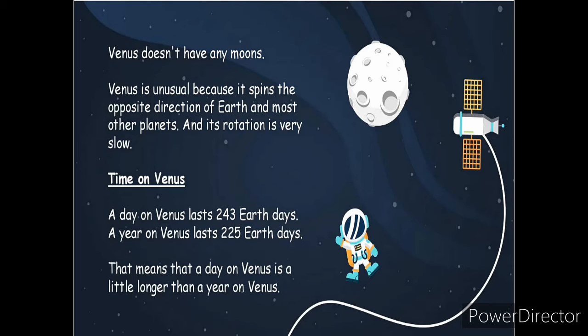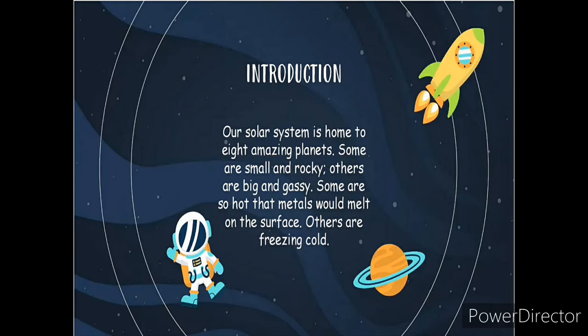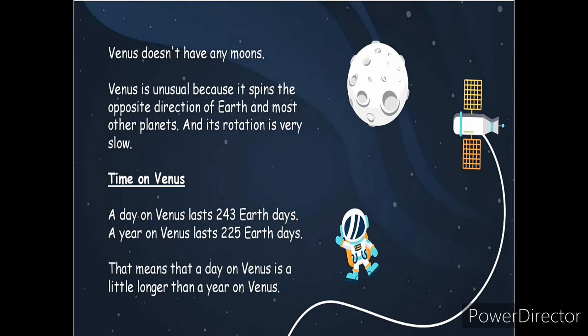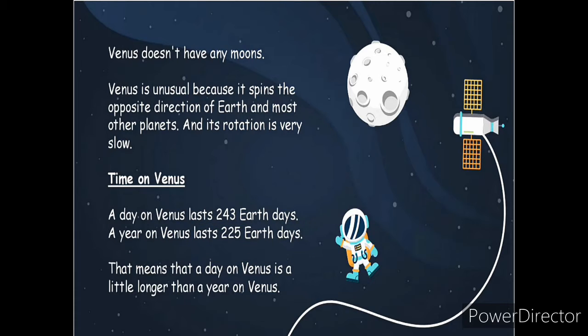And yeah, now time on Venus. So 1 day of Venus lasts up to 243 Earth days. That means that a day on Venus is a little longer, right? Because a day lasts 243 Earth days and a year lasts 225 Earth days. So a day is longer than the year, right? Okay, so it is a very long journey which we have to complete here.